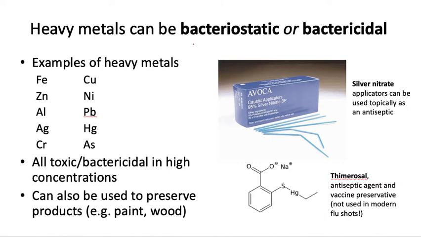So heavy metals, if they're used in low concentrations, they inhibit enzymes. So at low concentrations, heavy metals can be bacteriostatic. They might inhibit enzymes. At high concentrations, however, they're going to be bactericidal because they'll do much more damage to cellular proteins.